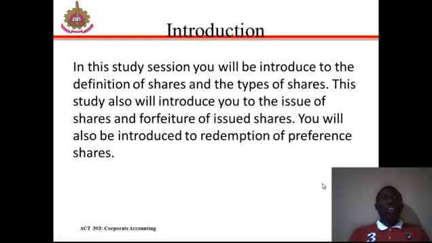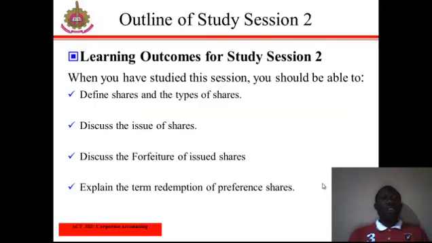Introduction. In this study session, you will be introduced to the definition of shares and the types of shares. You will also be introduced to the issue of shares and forfeiture of issued shares. Lastly, you will be introduced to the redemption of preference shares.